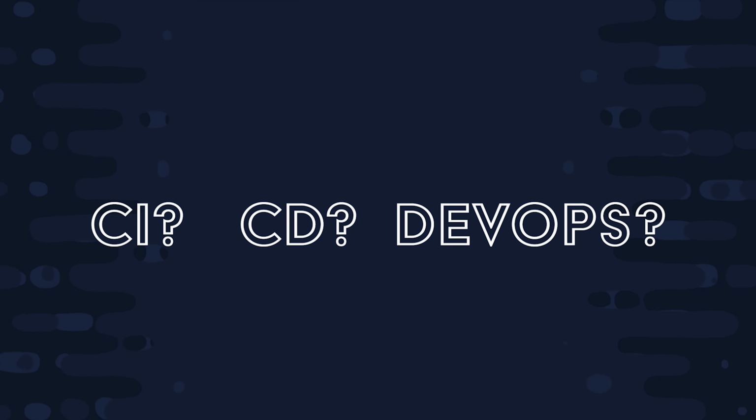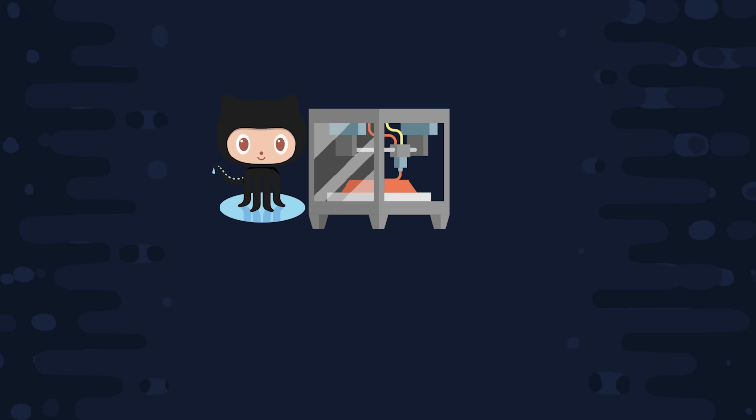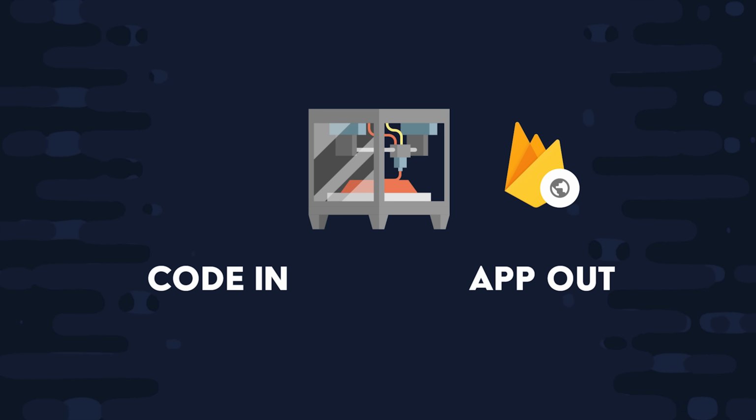So what is CI/CD, or DevOps as it's commonly called? It really just boils down to automating anything and everything that you can between writing your code and deploying it to production. This results in a whole wide range of benefits, but most importantly, it keeps your development code as close as possible to your production code.